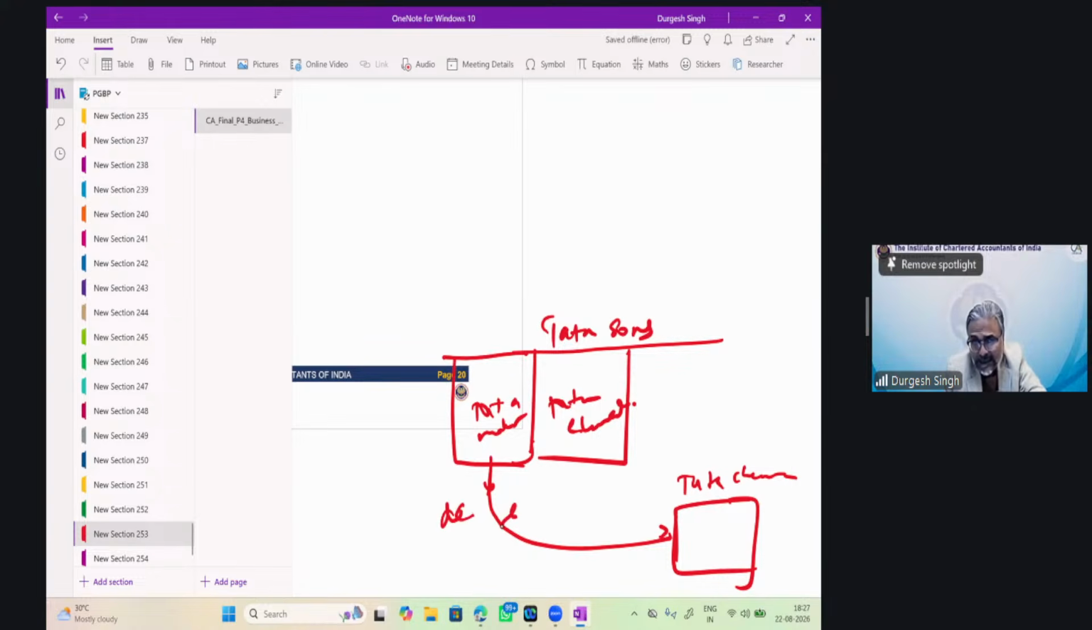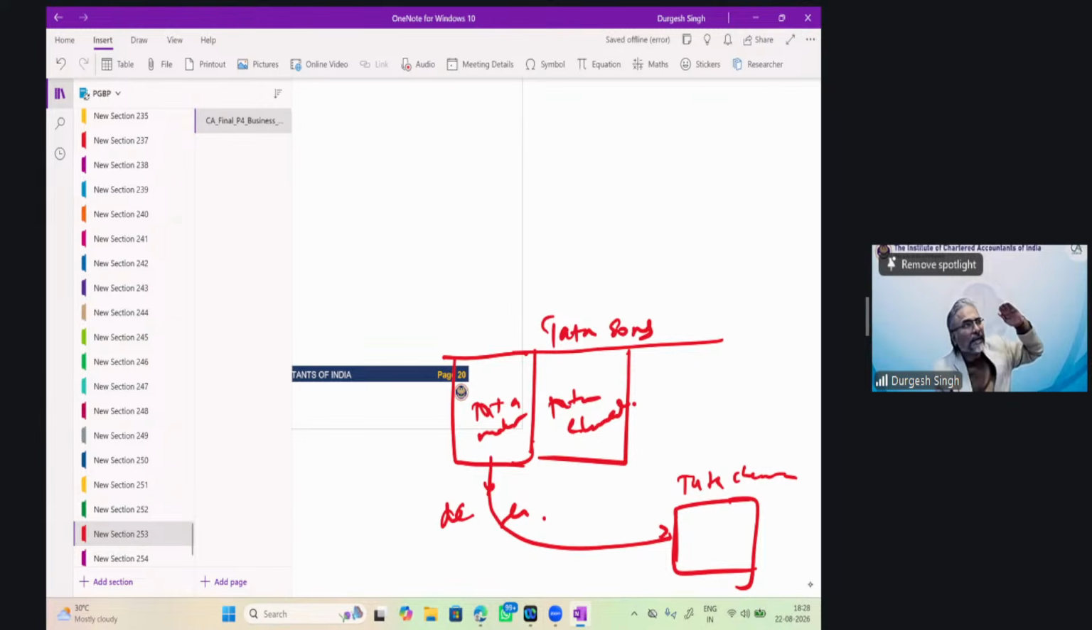Now, demerger has its own conditions. And what is the condition, students? If it is to be considered a tax neutral demerger, tax neutral means there would not be any tax implication at the time of demerger, then certain conditions have to be satisfied. That is what you are going to read now in Section 70. This is similar to what you have learned in amalgamation.